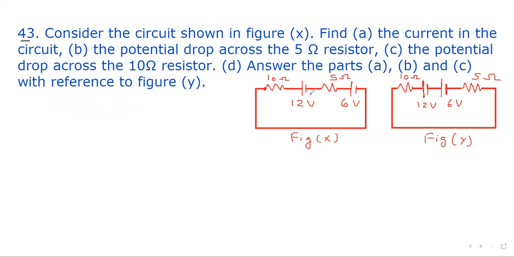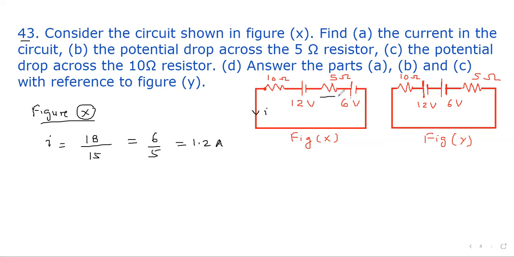So let's consider the first figure. Here, if we apply KVL in figure X, the total voltage will be 6 volt plus 12 volt. We have to find out I, suppose this is I. So I will be equal to 18 volt divided by total resistance, which is 15. So this will give 1.2 ampere current.